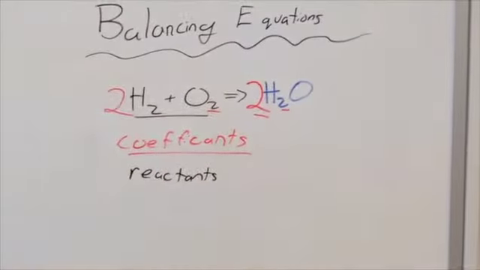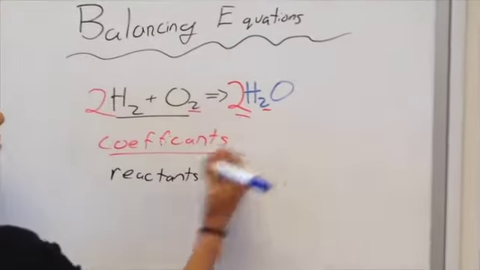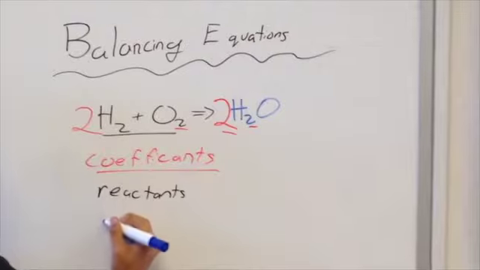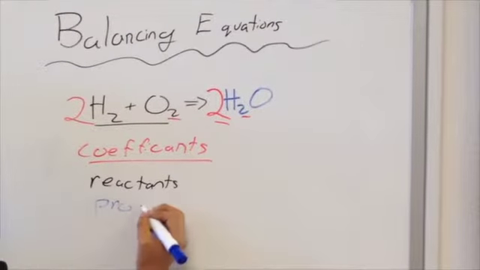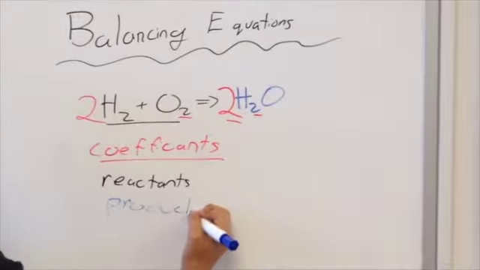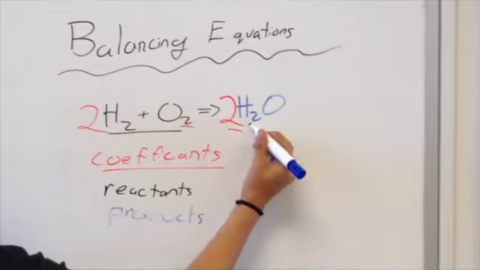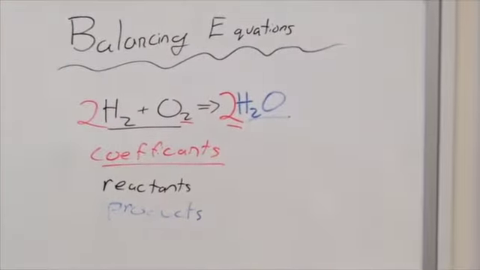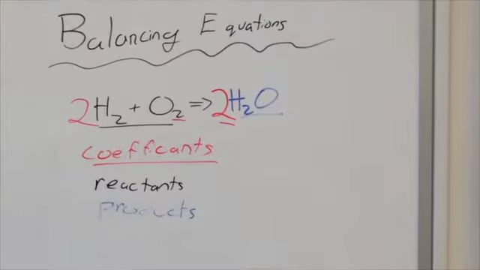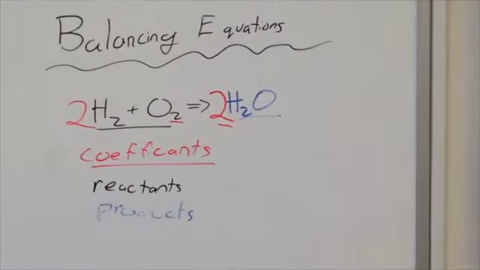So, we should start with the coefficients written in red. As you can see, the 2 in front of the H2O is considered the coefficient. And if you look closely, you'll see that there's no number in front of the O2. There, it is assumed that it is a 1, so we don't write it.